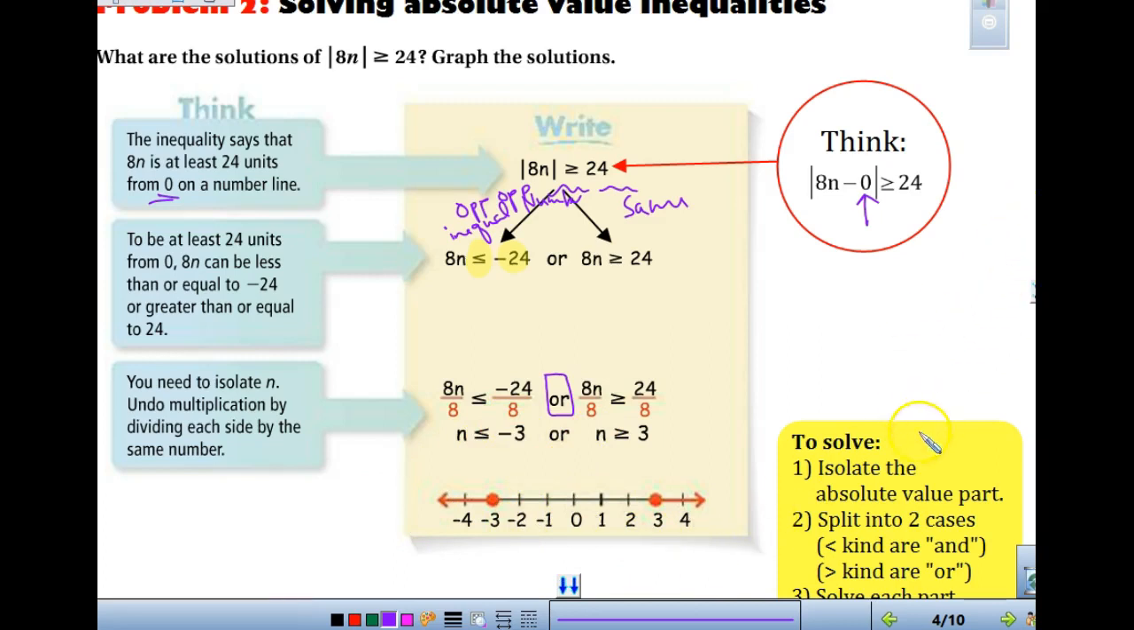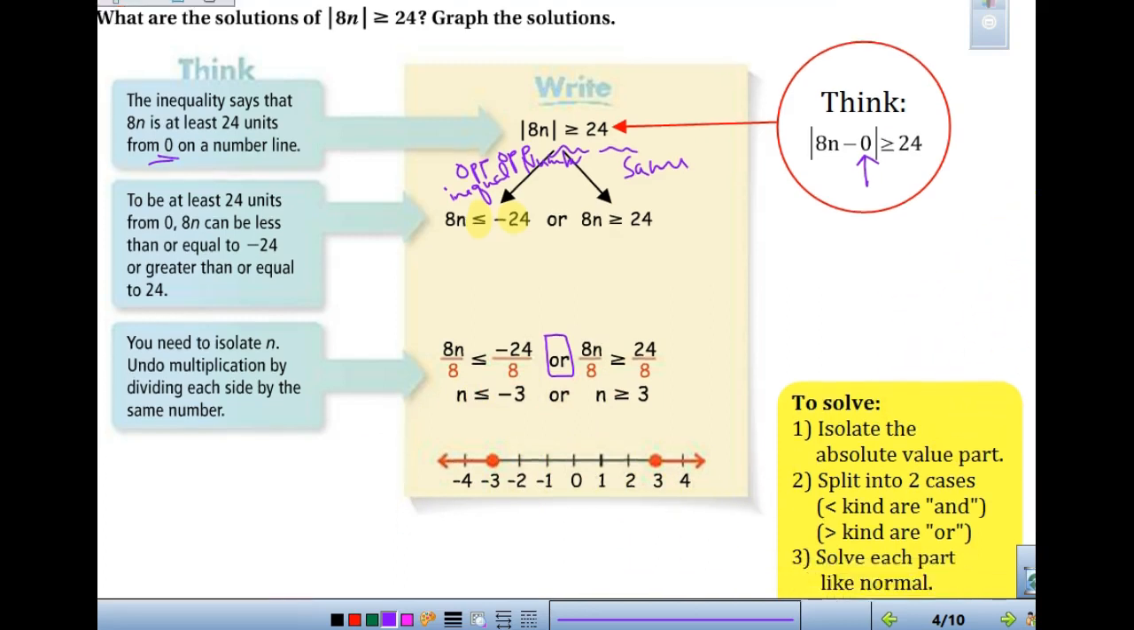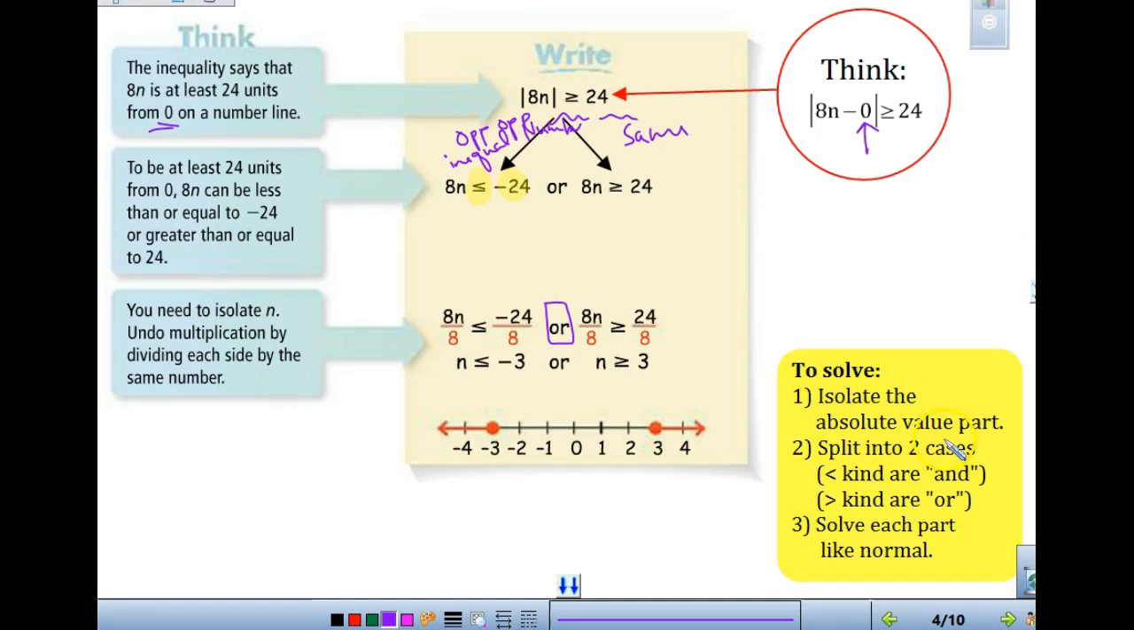So making sure, always isolate that absolute value part. Some of you had a hard time with that on that first assignment. Then you're going to split it into the two cases, okay? If it's less than or less or equal, it's always going to be an and. If it is greater or equal or greater, it's going to be an or. And then solve each part like normal, okay? So that's going to be our key thing.